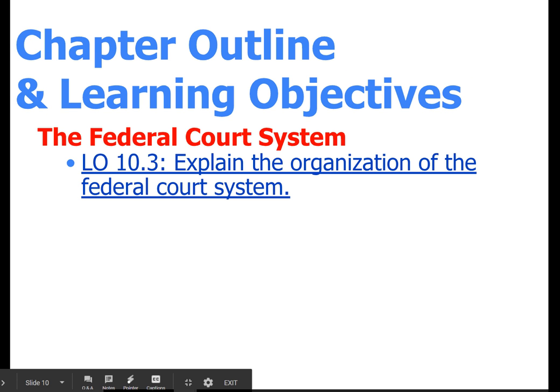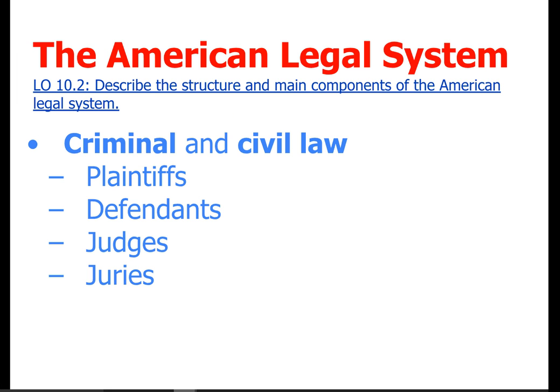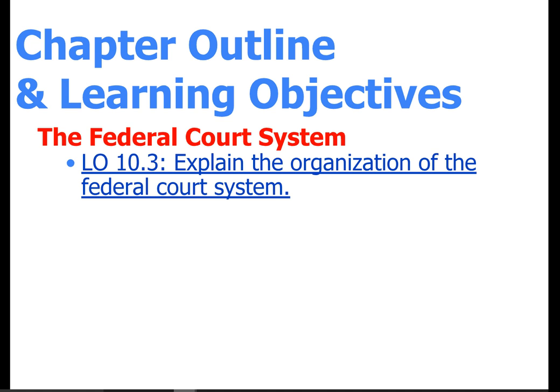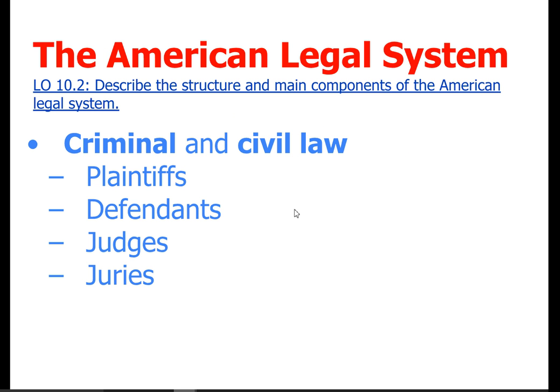Okay. The organization, again, of the federal court system, looking at criminal and civil law. So we just took a look at the state and the federal system, and now taking a look at criminal versus civil law. So some of the things, the plaintiffs, the defendants, the judges, and the juries, and how this kind of plays out in our criminal and civil law system. I think I'm going to go ahead and stop this one here and pick this one up in a different video.